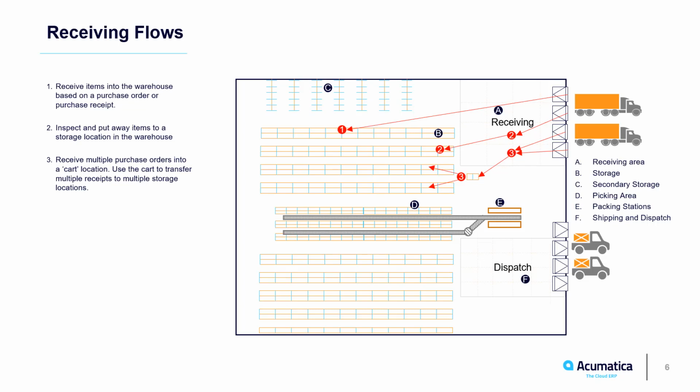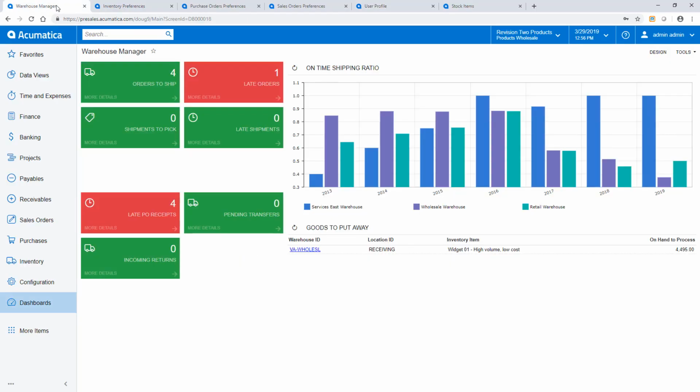The first will follow process 1, where I receive the goods and immediately place them into storage. The second purchase order will show process 2. I will do an inspection and then transfer items to storage. Workflow 3 involves processing multiple receipts using a cart. This process is not available in this video.